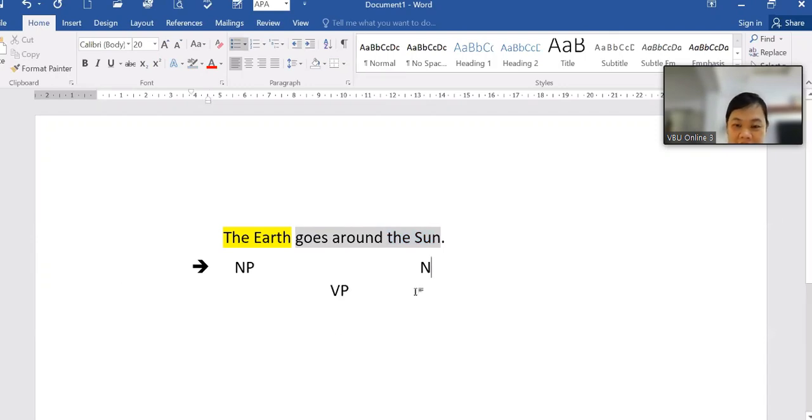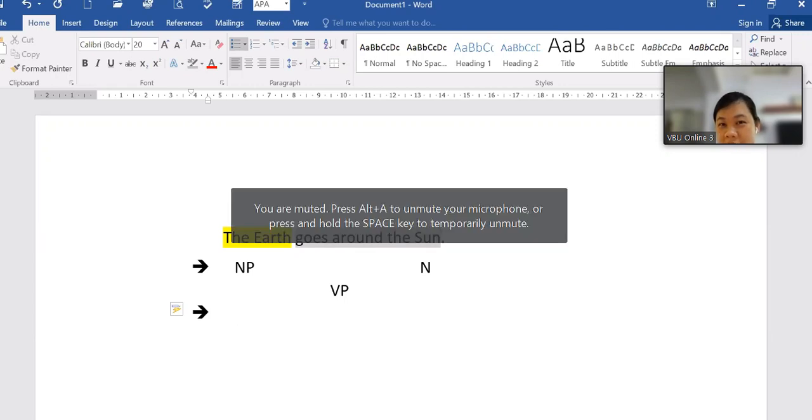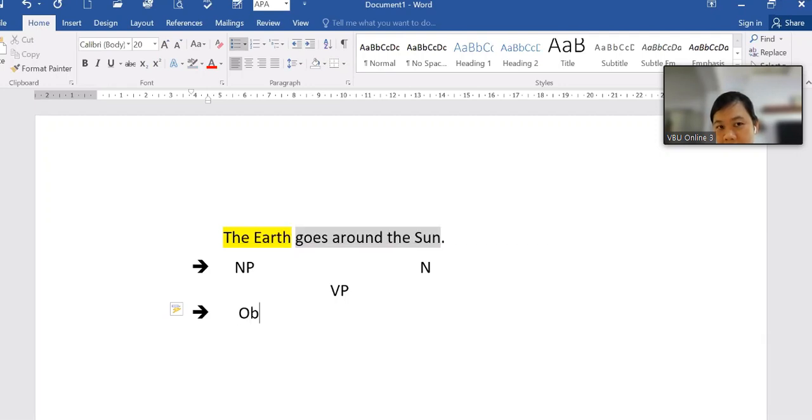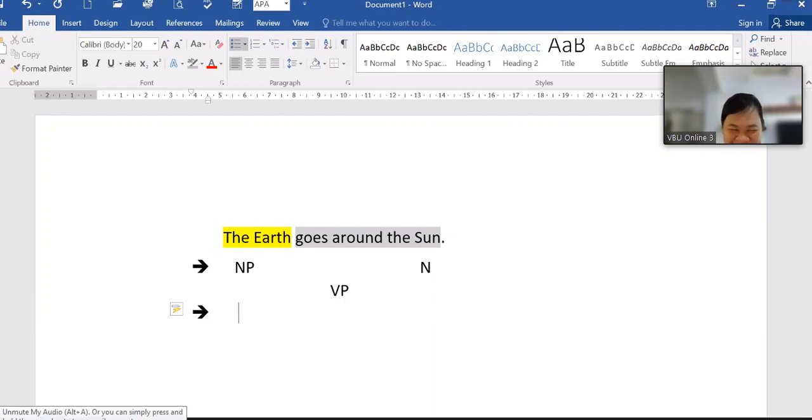I want to know what is the role of the sun. The sun is object. Sorry, say again. The sun is object. No, the sun is subject. The earth is subject.